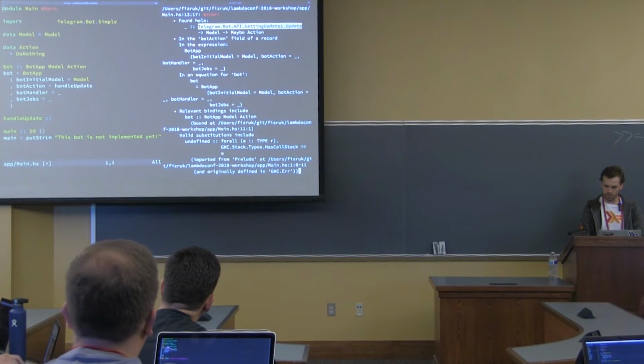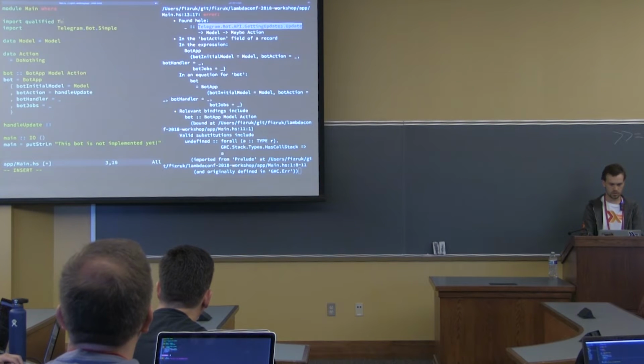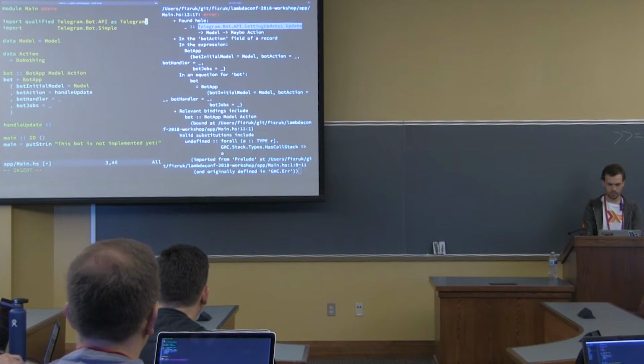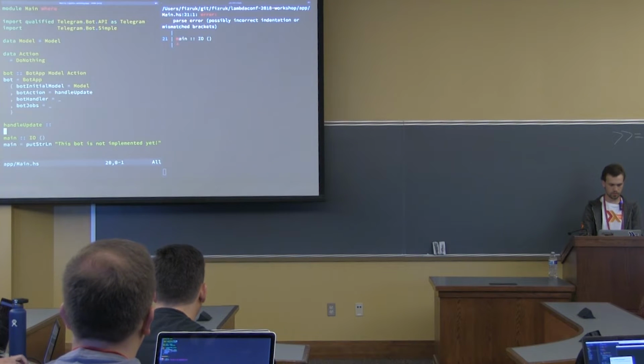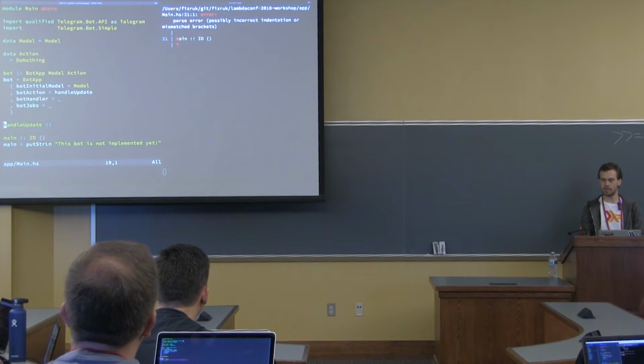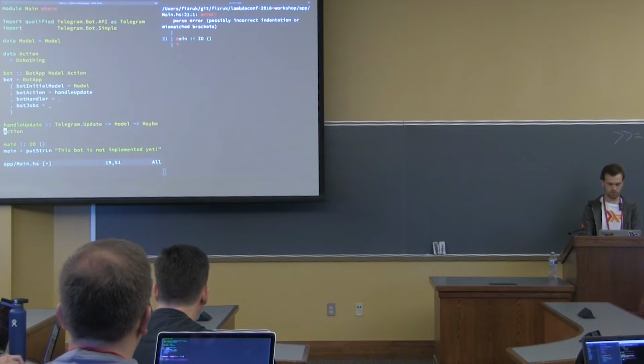Okay, so handleUpdate is going to have this type, but we can see that Update here is not imported right now. So I normally do this like this: import Telegram.Bot.API qualified as Telegram, just to disambiguate between the high-level telegram-bot-simple names and the low-level API stuff and types. So handleUpdate is going to be from type Telegram.Update to, and from Model to Maybe Action.